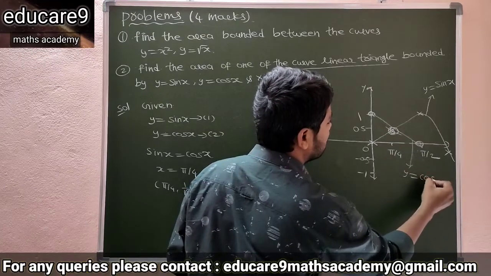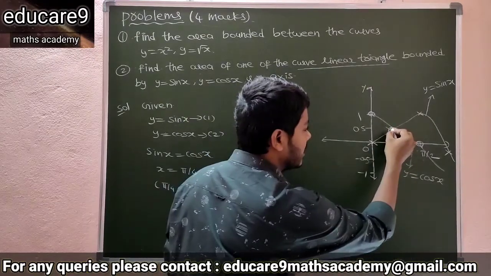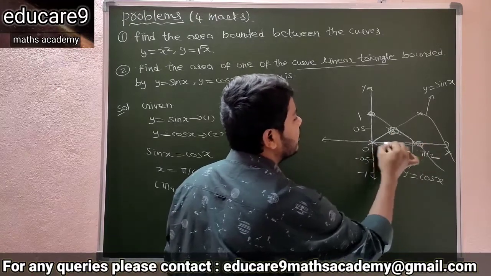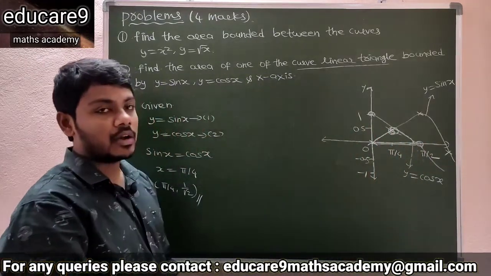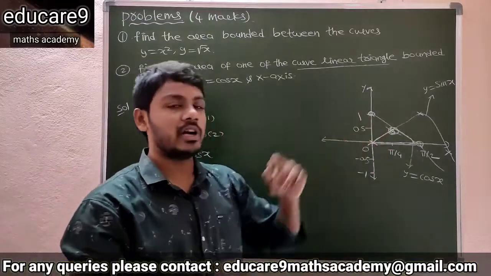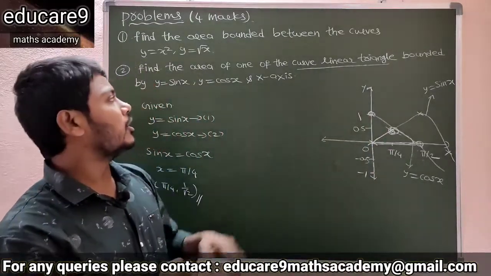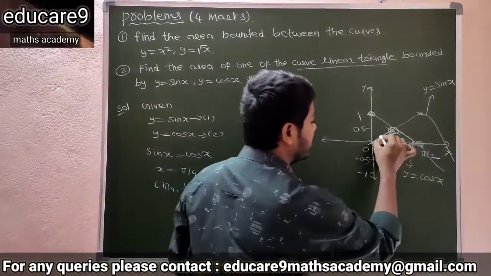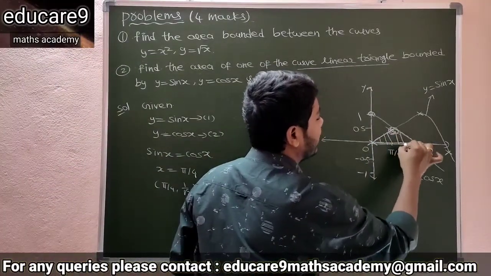Y is equal to cos x. Here this is the curvilinear triangle, the triangle formed with the curves. So this triangle is called a curvilinear triangle. Now you need to find the area of one of the curvilinear triangles. So here you need to find the area of this triangle.